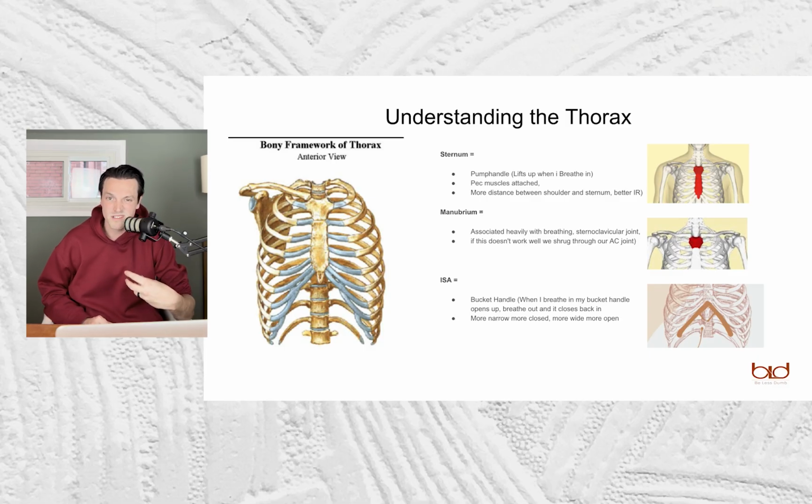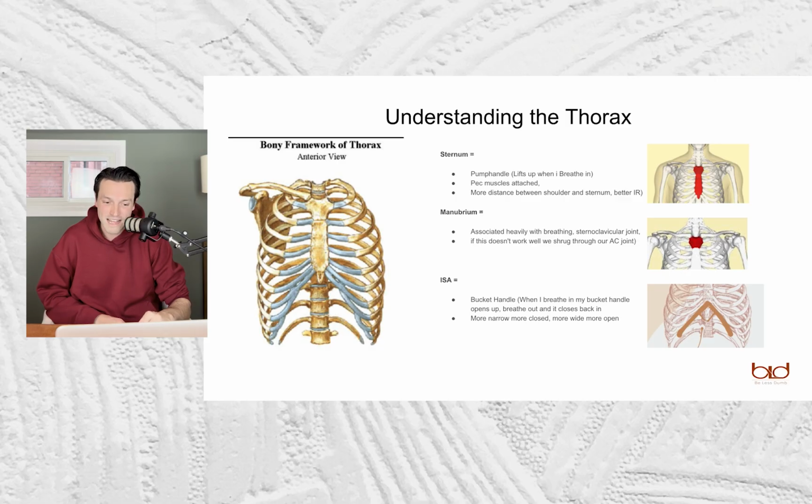So if someone's manubrium isn't working very well, if they're not breathing very well, then in their day-to-day activities, when they get fatigued, they might shrug through their shoulders and develop a little bit of tension around the traps and neck, and that might be the issue. Then finally, we have our ISA, which we just went into a bit of detail.